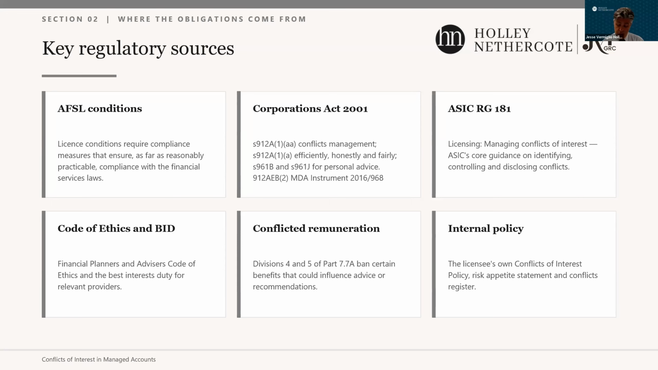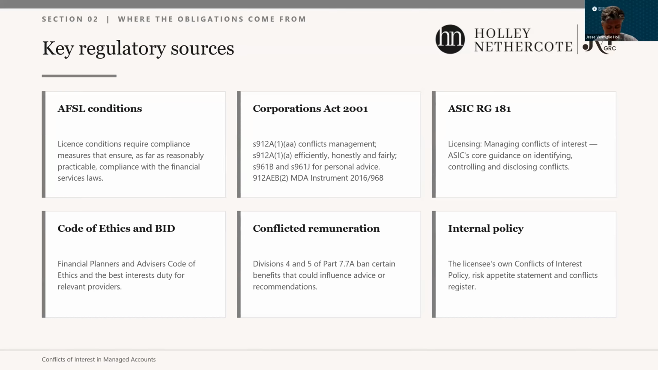One that's missing there, I would probably add, is also about risk management, the obligation to have adequate risk management arrangements in place as the general obligations. Under the AFSL conditions, those you'll see there, the general condition of ensuring that you have adequate compliance measures in place to ensure compliance with your financial services laws, including conflicts management.